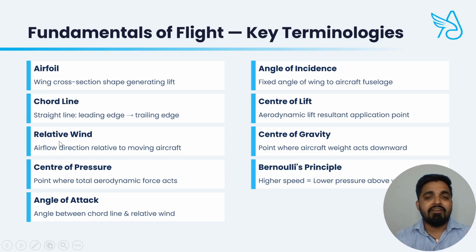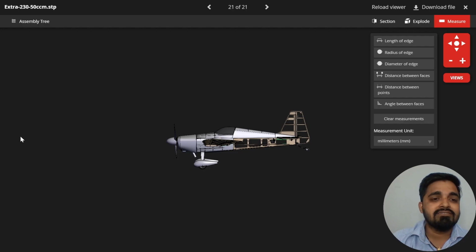Next, the relative wind. Relative wind refers to the direction of the airflow relative to an aircraft's flight path or motion. Suppose when you drive fast on a bike, you feel air hitting your face. That feeling from the aircraft's perspective is relative wind. Let us understand in short what relative wind is in the 3D model. The nose is heading towards the east, so the airflow towards the west is the relative wind.